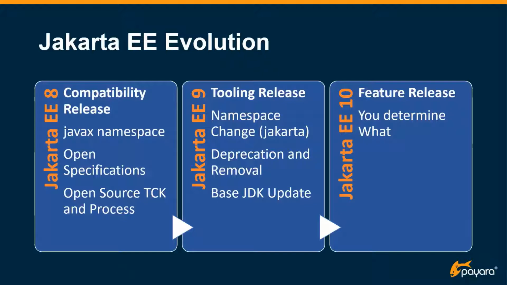For Jakarta EE 9, we're targeting this as a tooling release. It's going to be a limited scope: we're going to change the namespace to the Jakarta namespace. We're going to deprecate and remove some APIs, and we've got some slides on which APIs are remaining, which ones we're deprecating, and which ones we're adding. We're also going to update the base JDK. In parallel, to a large extent, we can also start thinking about Jakarta EE 10. Jakarta EE 10 will be the first feature release, and the projects for all the APIs, as I said earlier, are now in the Eclipse Foundation, so we can start working on those while also creating the Jakarta EE 9 tooling release.